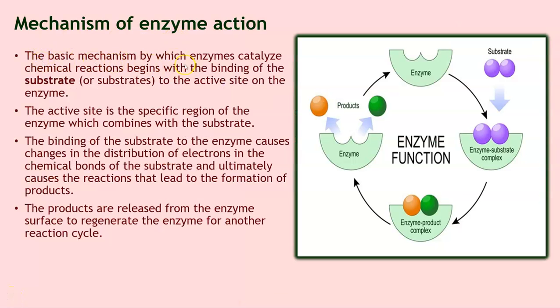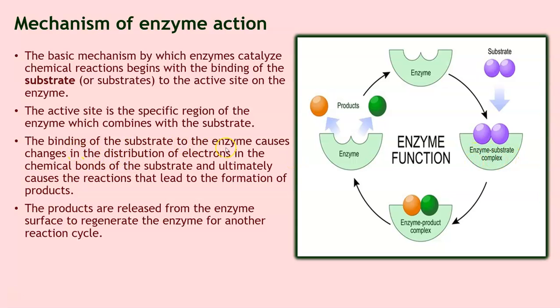The basic mechanism by which enzyme catalyzes chemical reactions begins with the binding of the substrate or the substrates, that is more than one substrate, to the active site of an enzyme. Have a look at the image here. This here is the enzyme, and here we have the substrate approaching the enzyme. The active site is the specific region of the enzyme which combines with the substrate. So this here is the active site of the enzyme, and you will see that that site is occupied by the substrate, forming an enzyme substrate complex.